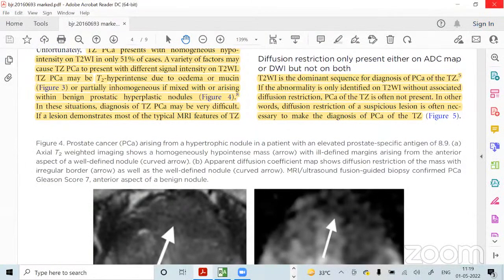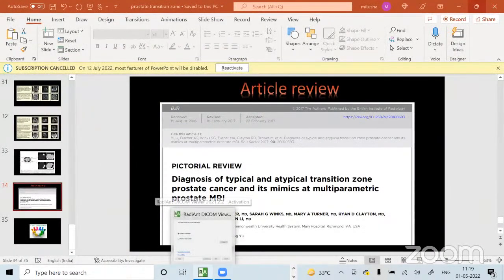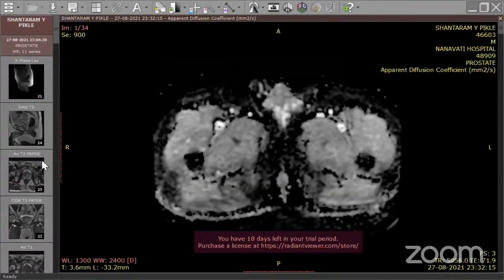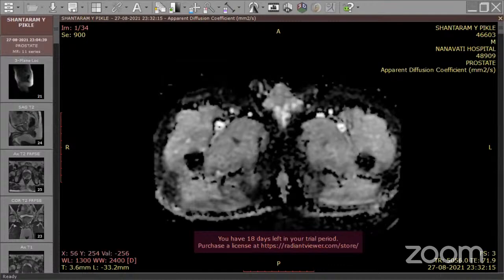to the cases before we conclude today's journal club. So I have taken out 3 cases from our own hospital setting where we had lesions pertaining to the transition zone. So this is the first case.